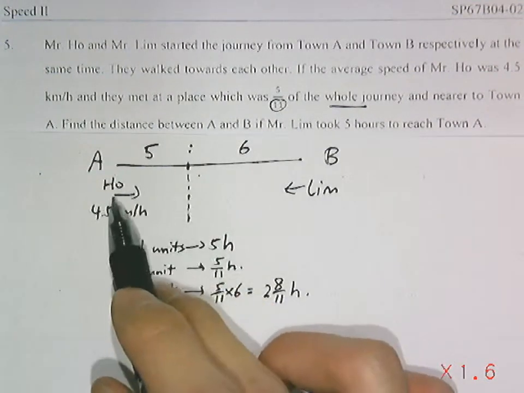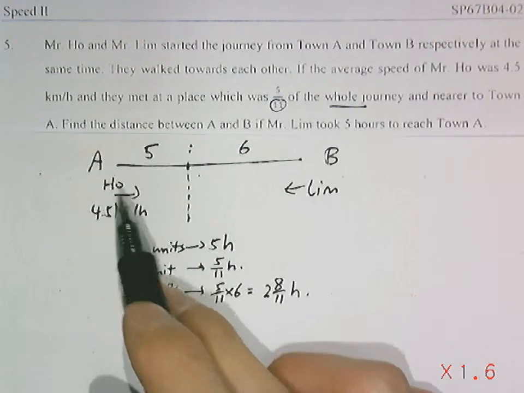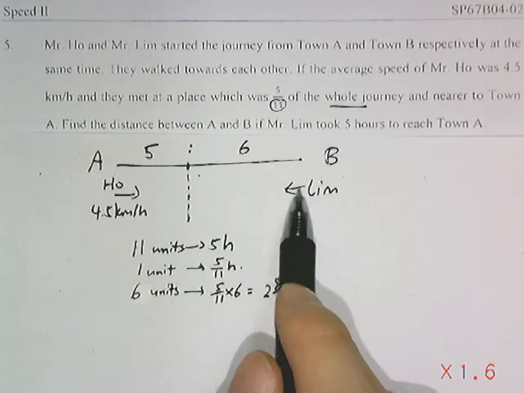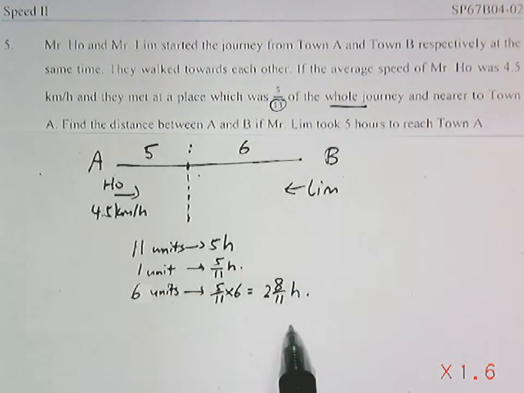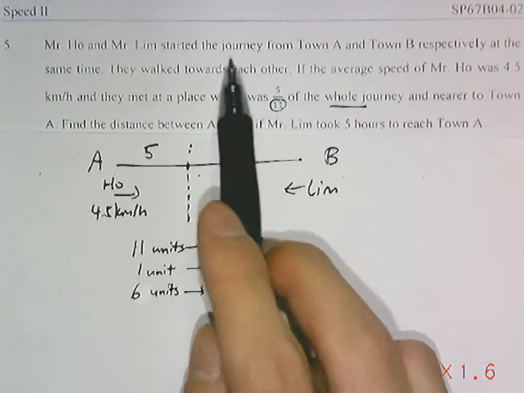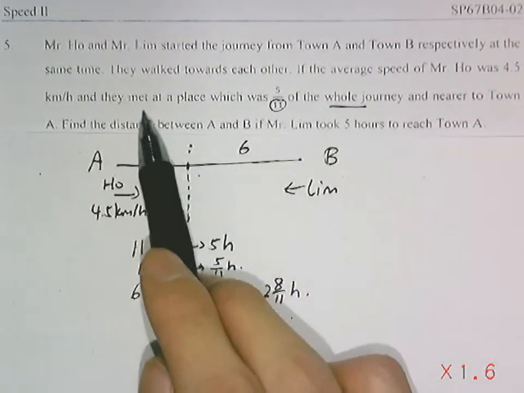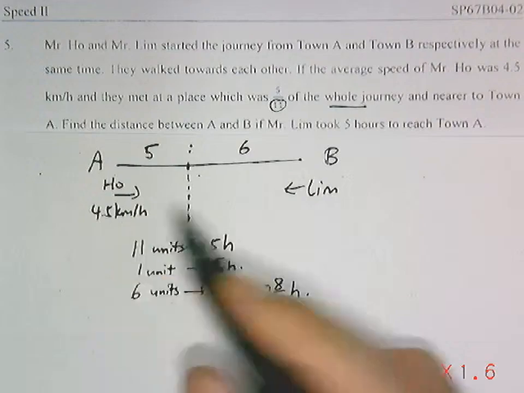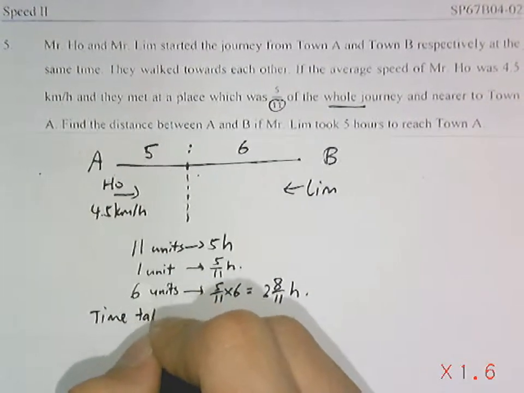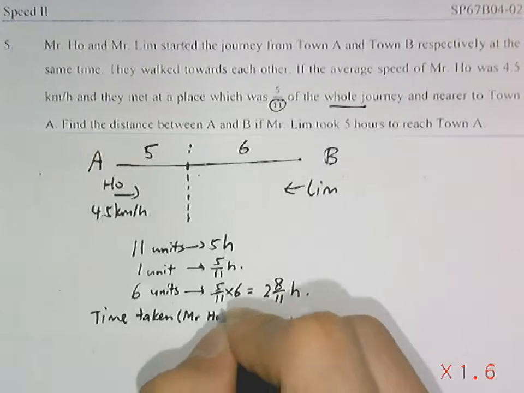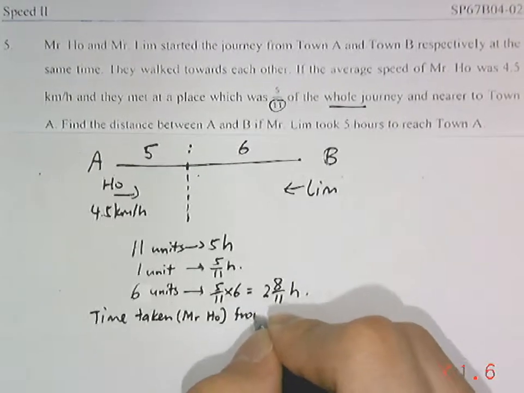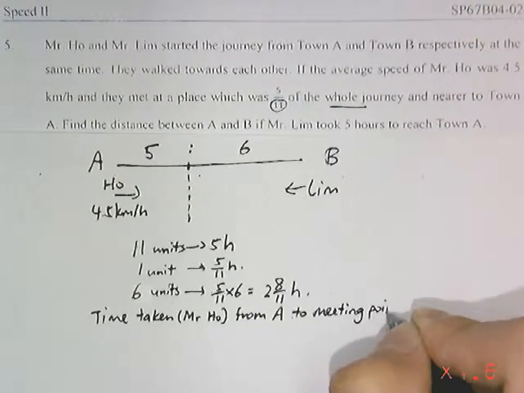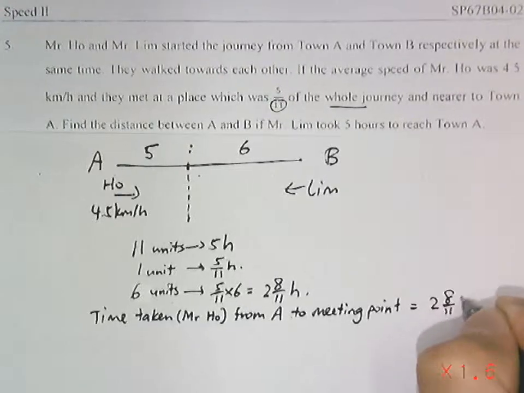Now, if you observe carefully, it is actually also the time taken for Mr. Ho to travel from town A to this meeting point. The distances are different, but the time taken is the same because they started at the same time. And if they meet, they must have the same time taken as well. So the time taken for Mr. Ho, you can write there, from A to the meeting point, is also 2 and 8 over 11 hours.